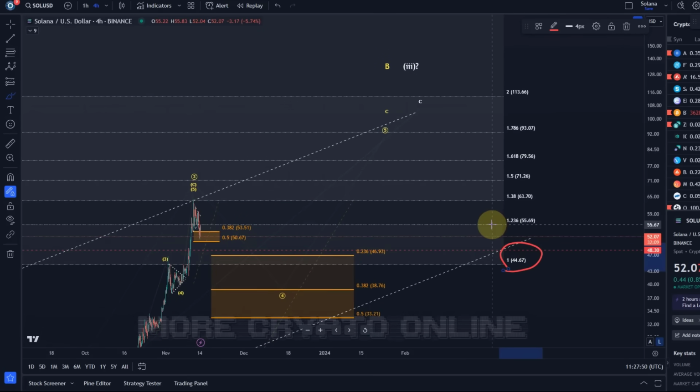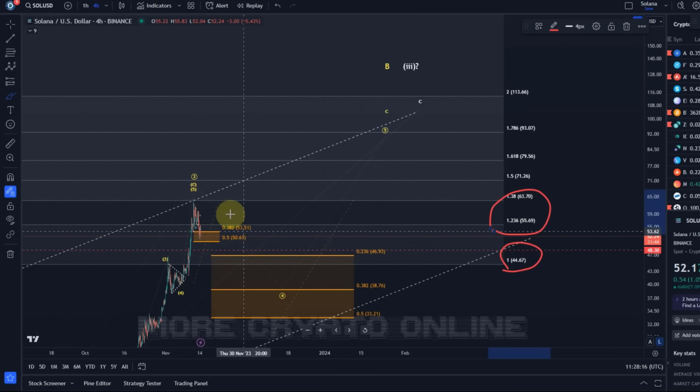The ideal Fib zone is the 1.236 and the 1.38. Sometimes in crypto it's a little higher, and then extended is higher, but extended is not unusual in crypto. So the next extensions are 71.26, the 1.5 extension, and 79.50, the 1.618 extension. Common extension levels, especially in crypto. So I would not be surprised if it goes still higher in a third wave.